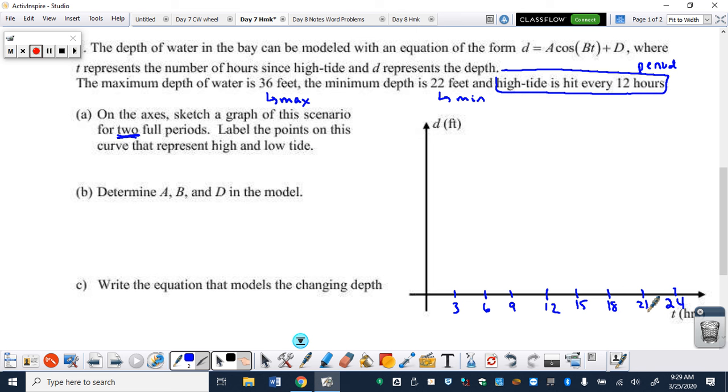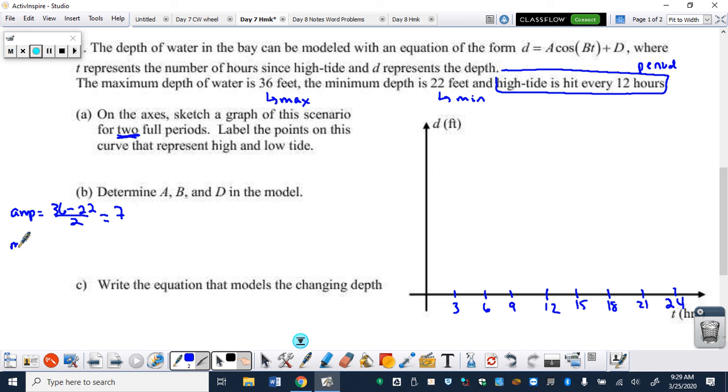Label the points on the curve that represent high and low tide. Determine A, B, and D in this model. Okay. Amplitude will be 36 plus 22 divided by 2. Oh, sorry, wrong one. Yeah, so 36 minus 22 divided by 2. So that's where we get the 7. 14 divided by 2 is 7.